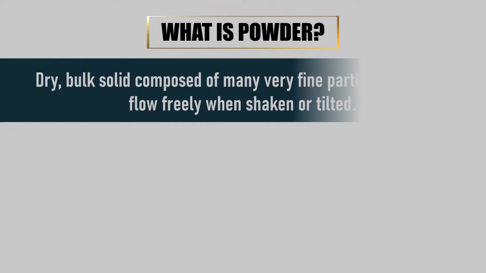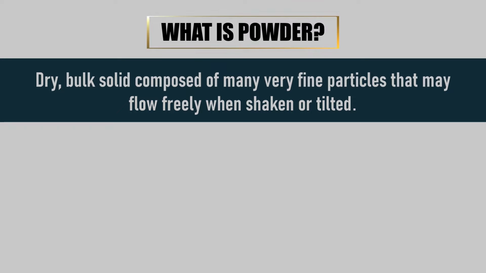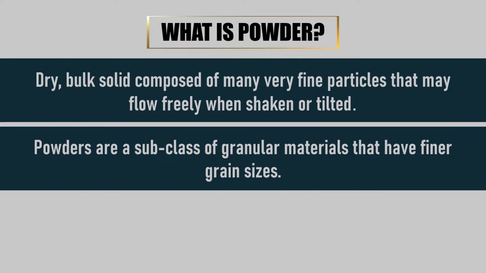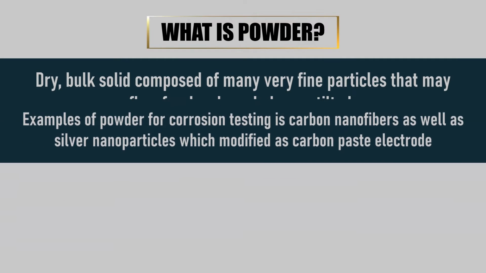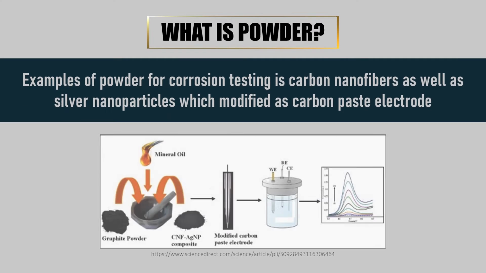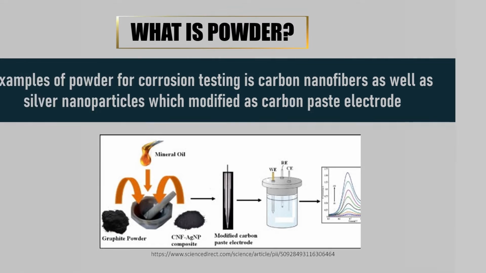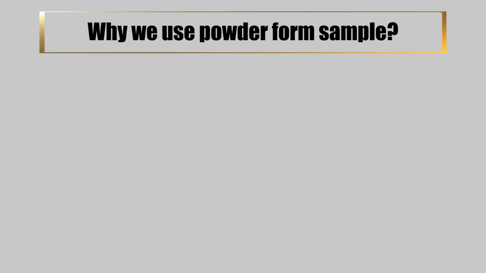What is powder? Dry, bulk solid composed of many very fine particles that may flow freely when shaken or tilted. Powders are a subclass of granular materials that have finer grain sizes. Examples of powder for corrosion testing are carbon nanofibers as well as silver nanoparticles, which are modified as carbon paste electrode.